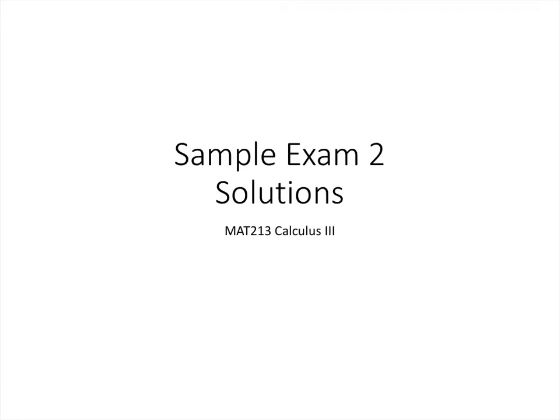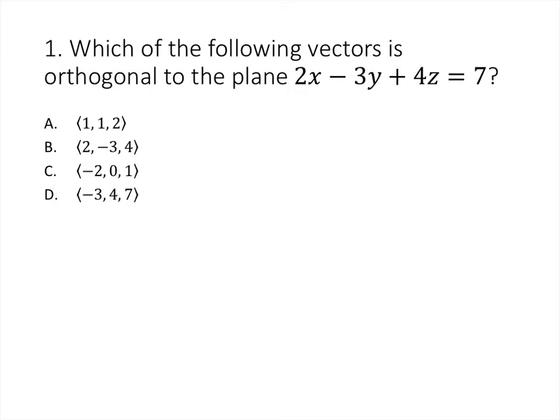This video contains the complete solutions to sample exam number 2 for MAT213 Calculus 3. We start off with some multiple choice questions, and the first one is, which of the following vectors is orthogonal to the plane 2x minus 3y plus 4z equals 7?